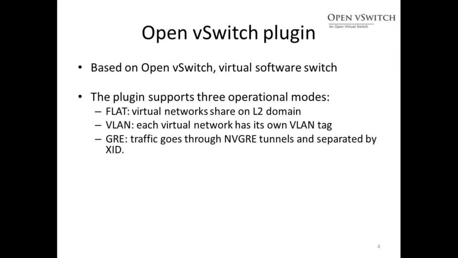First is flat. It means that there is no virtual network per tenant at all. The second one is VLAN. It means that each virtual network has its own VLAN tag. This is okay, but VLAN tags are only for thousands. And basically, you have to have support from the Ethernet fabric.